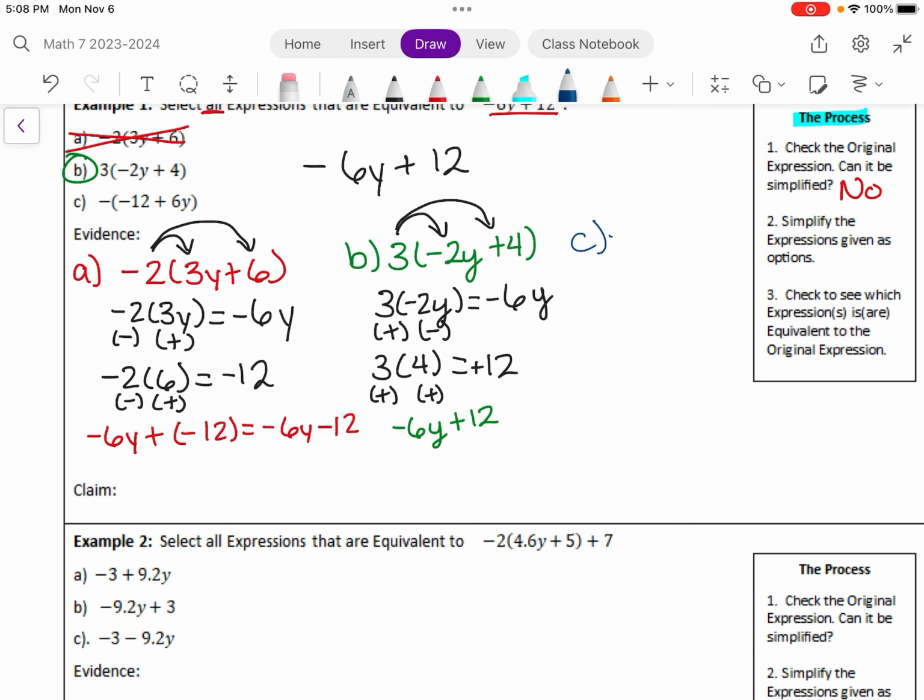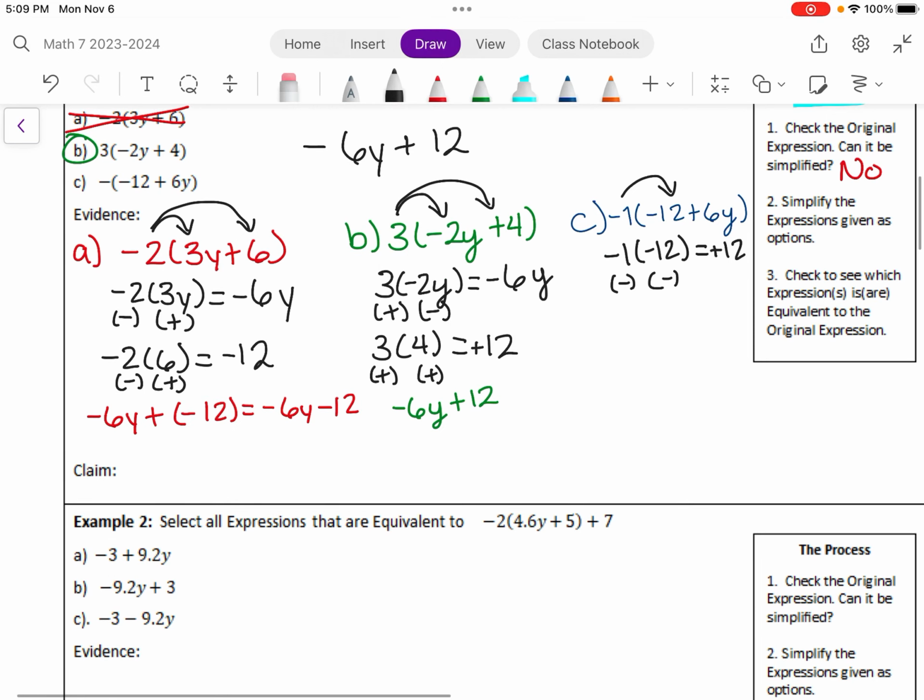Okay, I have a negative times negative 12 plus 6y. Okay, for here I have a negative to distribute, but I need to remember that I have a 1 there. That is really a 1. So now I distribute that. I have negative 1 times negative 12. That is equal to 12. 1 times 12 is 12. I have a negative times a negative, which makes that a positive 12.